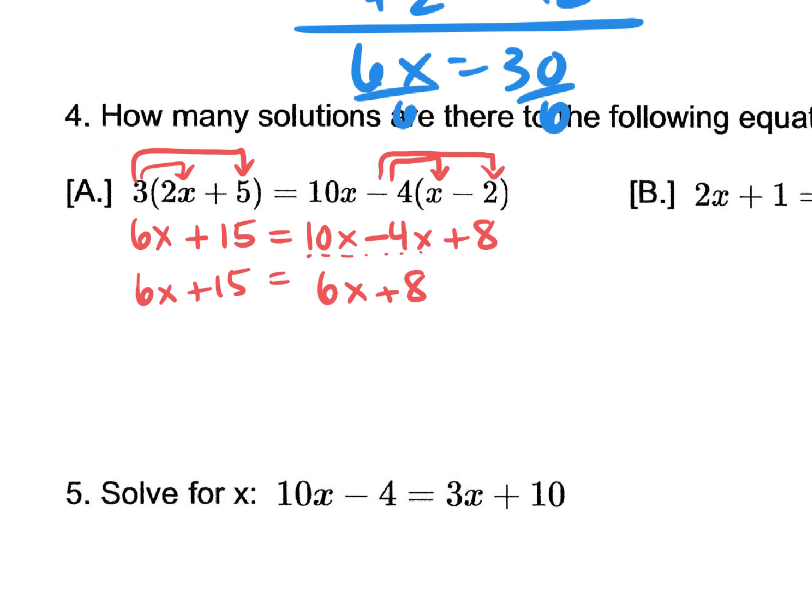Now, if you wanted to go through the step of simplifying completely, you could subtract 6x from both sides. Although you could probably just get your solution here. If I subtracted 6x from both sides, I'd be left with 15 is equal to 8. And this is one of those situations I mentioned when you have a number equal to a number that aren't actually equal, that's a no solution.